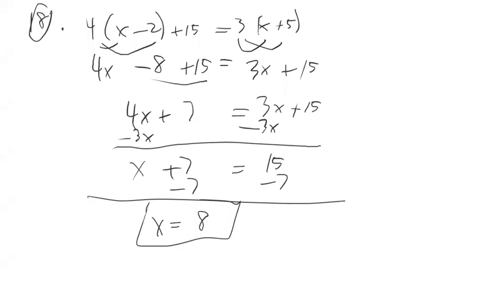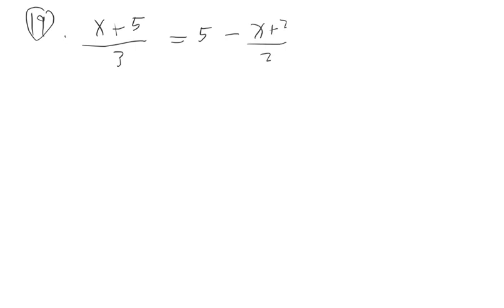And now number 19. It says (x plus 5) over 3 equals 5 minus (x plus 2) over 2. The least common denominator of 3 and 2 is equal to 6. So I'm going to multiply every one of those fractions and every other term as well by 6.